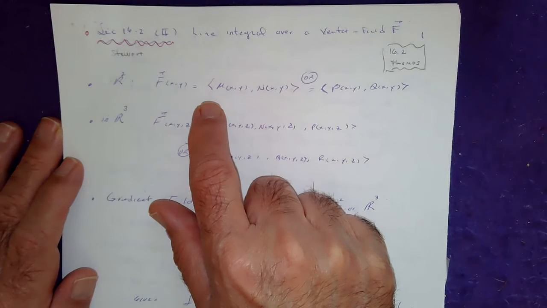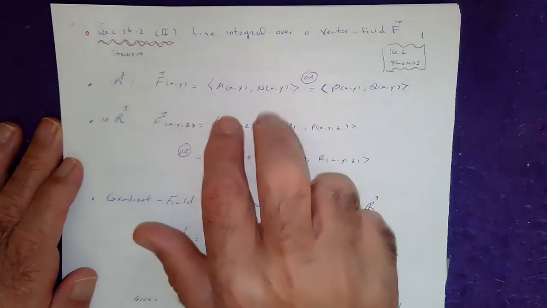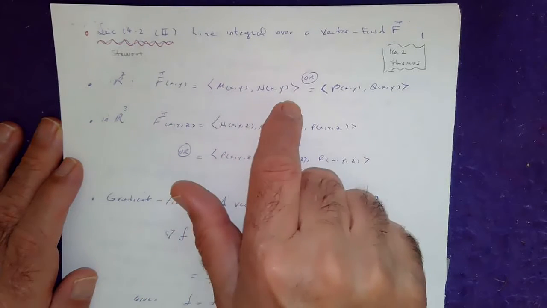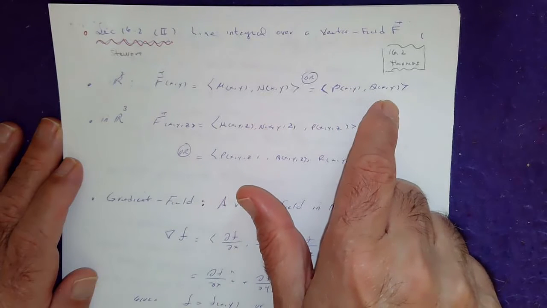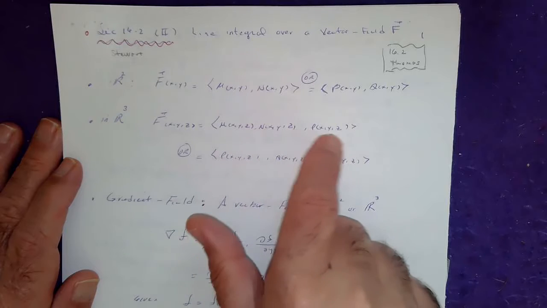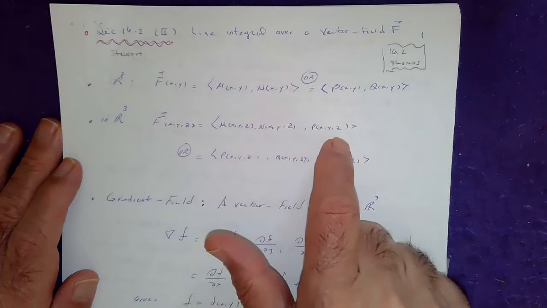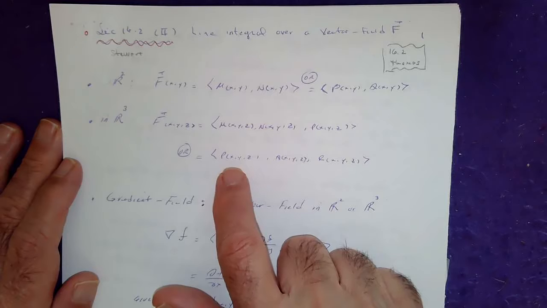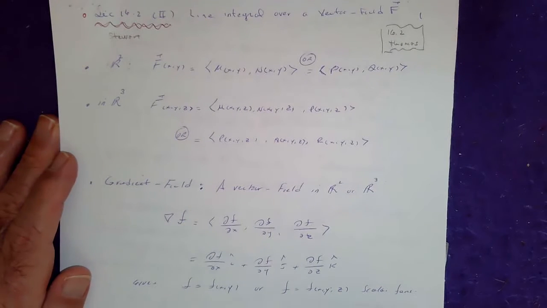Remember what the vector field was. It's a function in R2. It's a vector whose components are functions of x and y. Some books use P and Q. In R3 it is a vector whose components are functions of three variables, namely M, N and P. Some books use P, Q, and R, but it's just a matter of choice of variable.